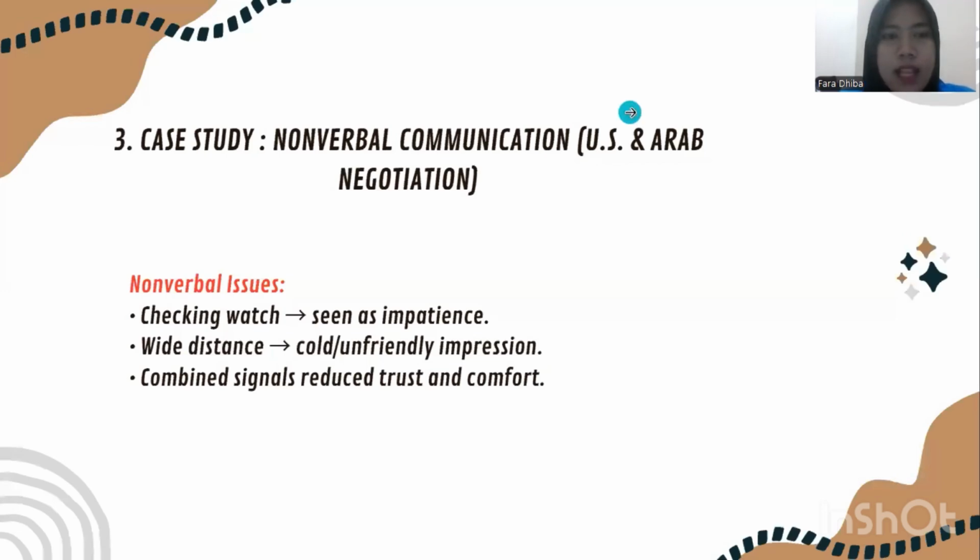And then the last case is non-verbal communication. The scenario: during a business negotiation between a U.S. company and an Arab client in Dubai, the American representative repeatedly checked his watch and maintained a wide personal distance. The Arab client interpreted this behavior as impatience and disrespect, leading to a tense atmosphere and a failed negotiation.